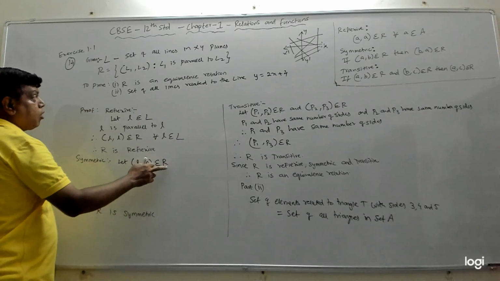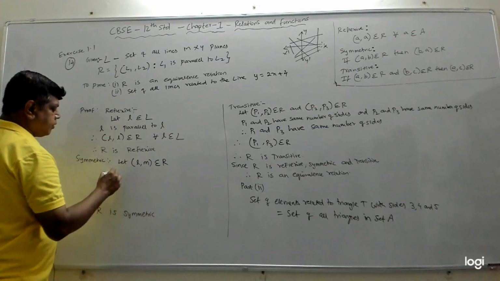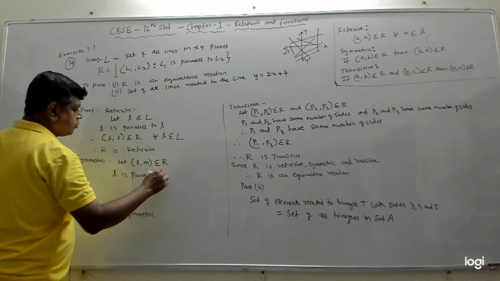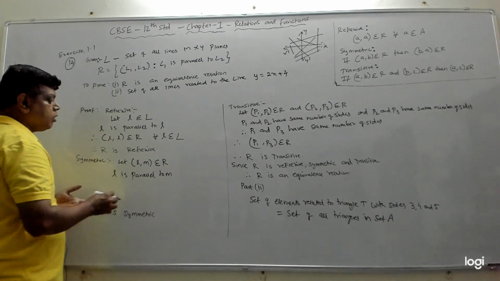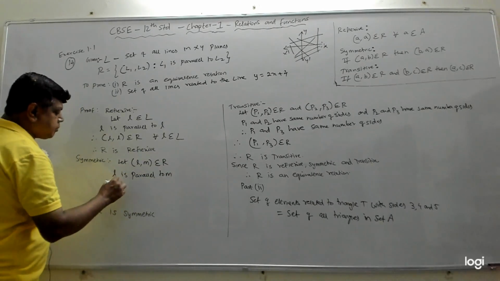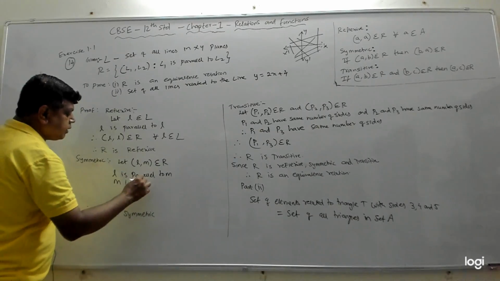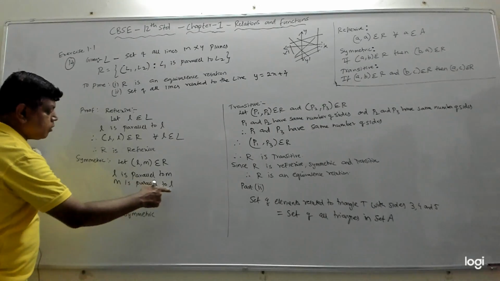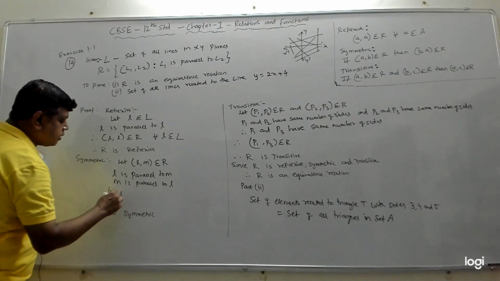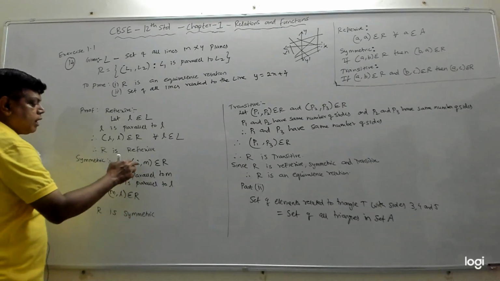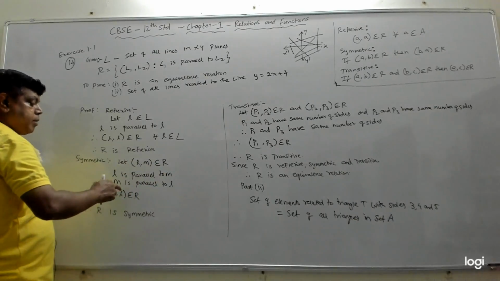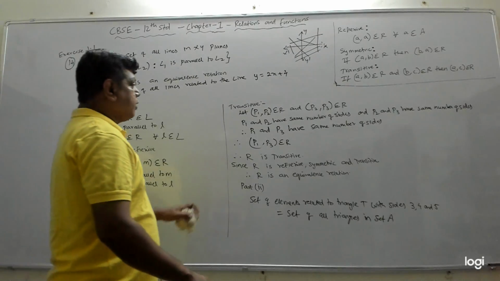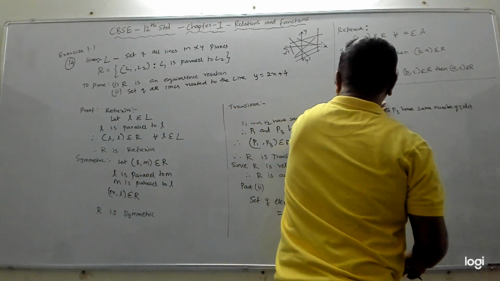So L, M belongs to R, which means L is parallel to M. The line L is parallel to M, which means M is parallel to L. When L is parallel to M, we can say M is also parallel to L. When M is parallel to L, then we have M, L belongs to R. So L, M belongs to R means M, L also belongs to R. The reverse also belongs to R. Therefore, R is symmetric.